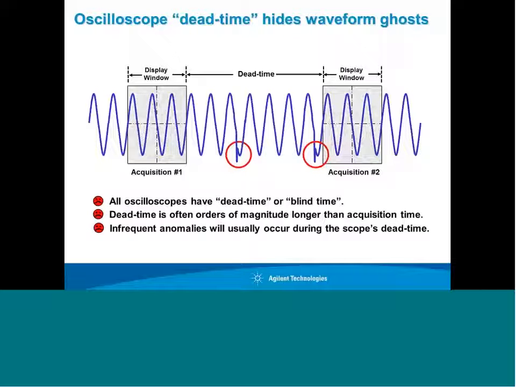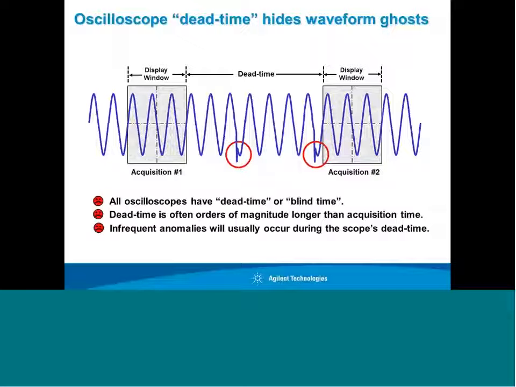So here we show a graphic example of 2 acquisitions on a scope. Acquisition number 1, there you can see the display window. Then there's a dead time, where the scope is processing the previous acquisition, acquisition number 1, so that it can display it on the scope's display before rearming the scope's triggering to capture the next acquisition. And as we show in this example, during that scope dead time, we actually had 2 anomalies, but the scope totally missed them.